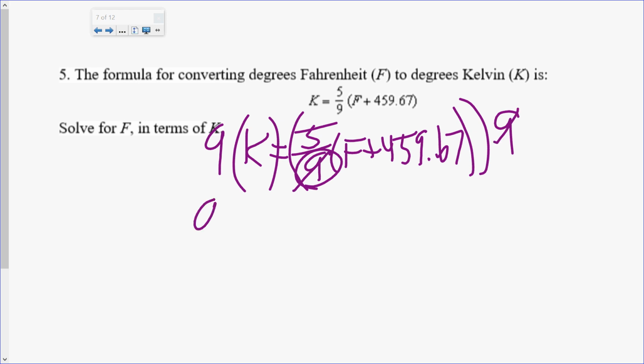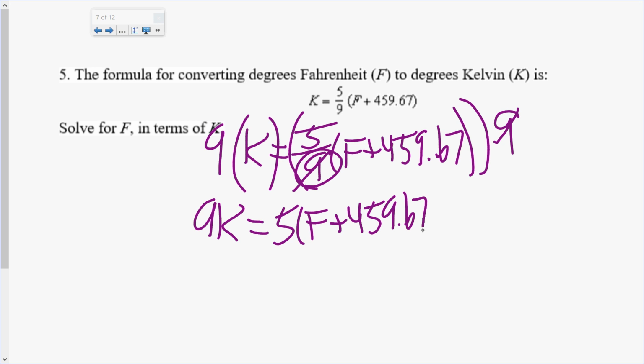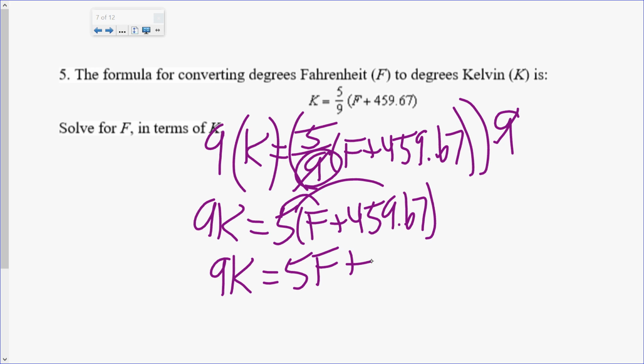My 9's cancel. I'm left with 9k equals 5f plus 459.67. So again, to get rid of fractions, just multiply by the LCD. Next is parentheses. Are there parentheses? Yes. To get rid of parentheses, I distribute. 9k equals 5f plus, I would use a calculator for 5 times 459.67, 2298.35.